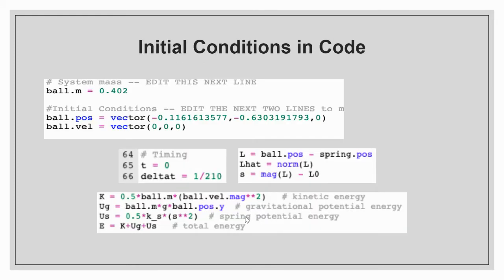The object was named ball in the code, and had a mass of 0.402 kg. Since this was the point where the object was just being let go, the initial velocity was set to zero and the time was set to zero. The initial energy for each type of energy in the system was also set to zero.